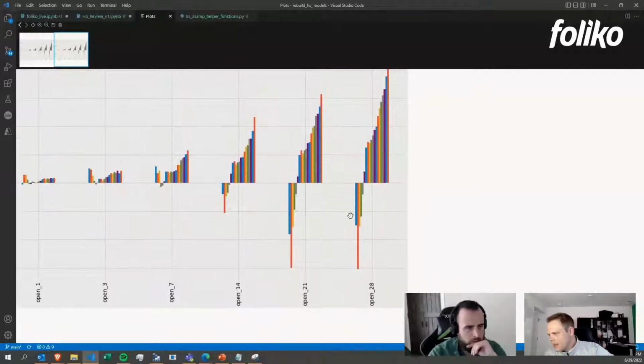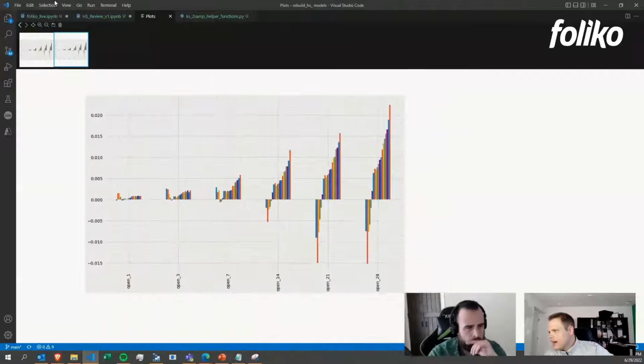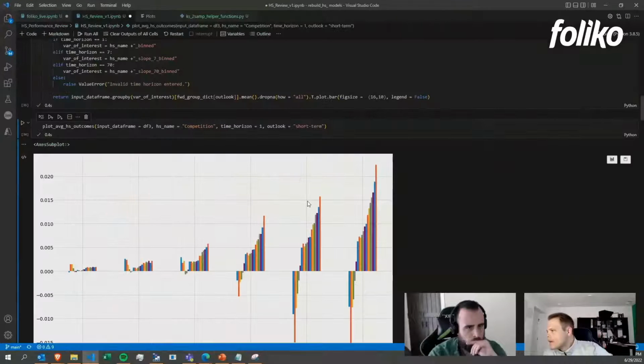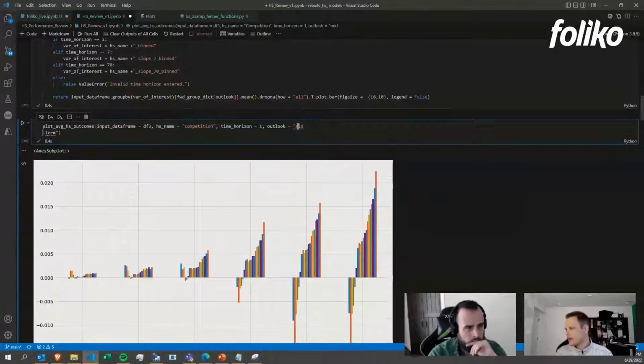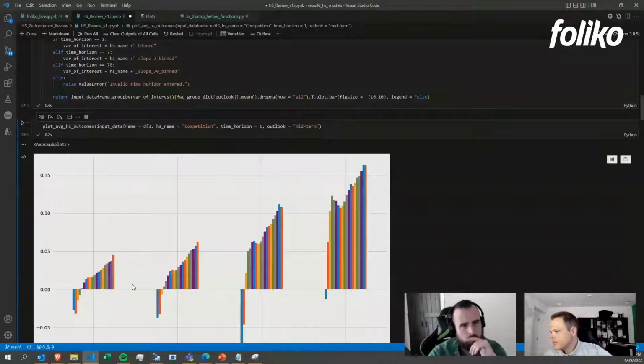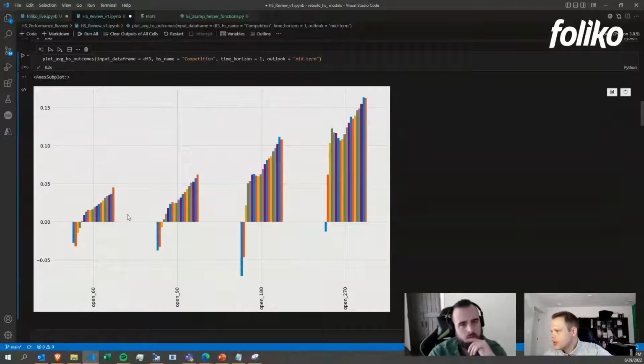But coming in here to the 4-week, let's go to another one here. Actually, let's keep looking at competition and talk midterm. That relationship keeps going strong up to 6 months. So here we have 2 months, 3 months, 6 months. That relationship still keeping strong.